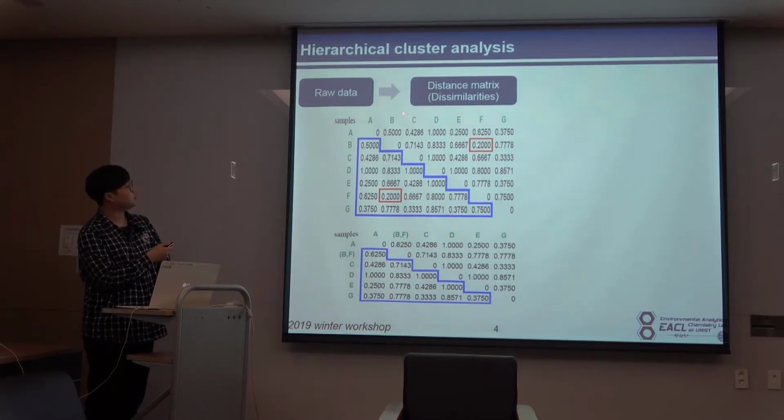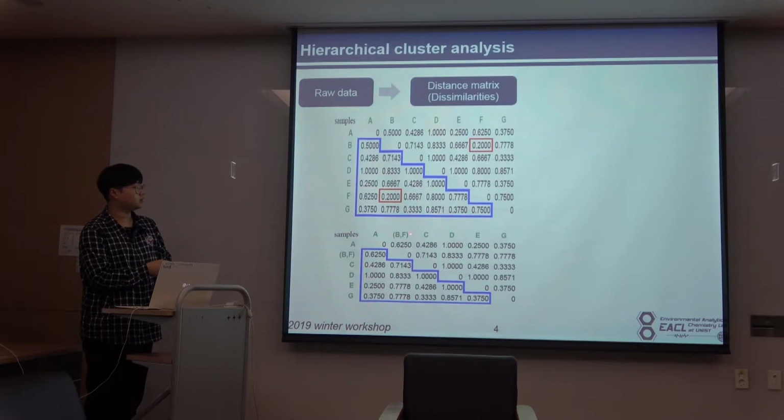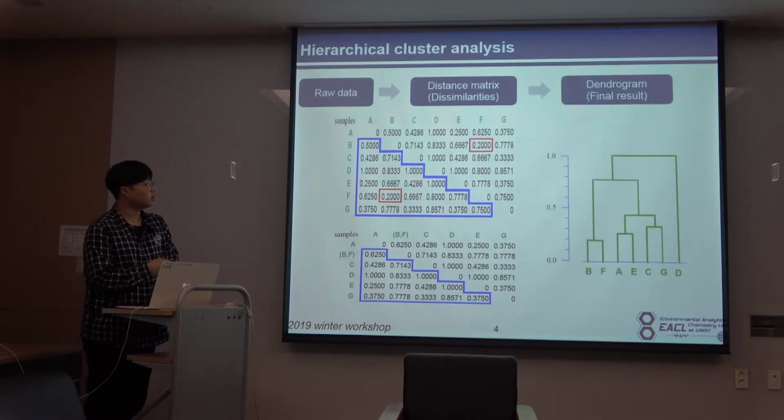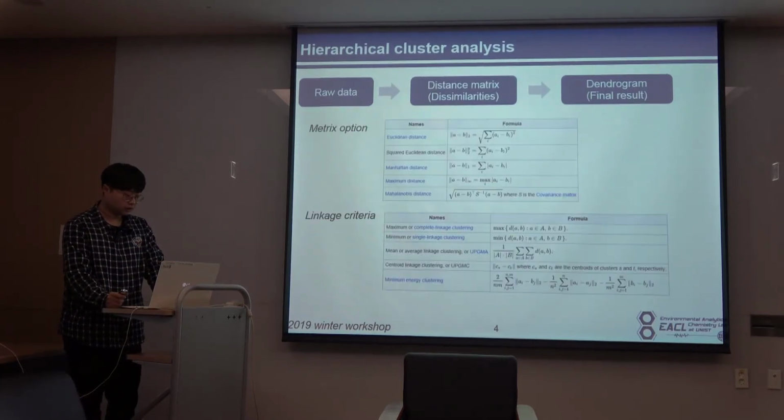So sample B and sample F show the lowest value of dissimilarity. So these B and F were combined as the same cluster. So finally, we got the dendrogram figure from this cluster analysis.